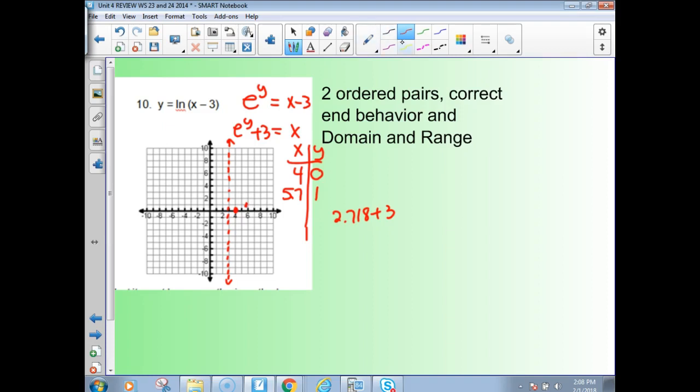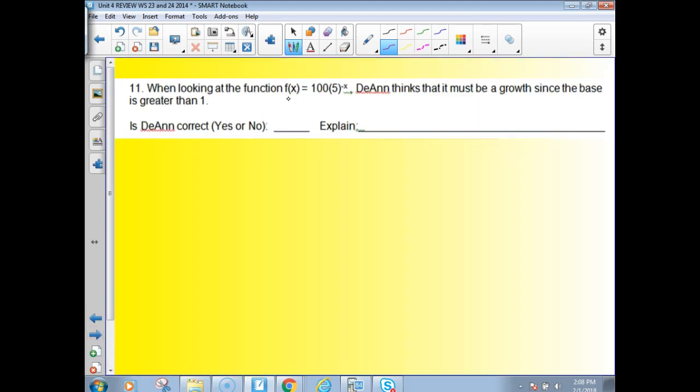So what's happening is this is coming up along the asymptote, then going through the x-intercept at 4, and then turning. Domain is from 3 to infinity. That switches. Now the range is -infinity to infinity, because the domain and range switch for an exponential function versus a logarithmic. We good?